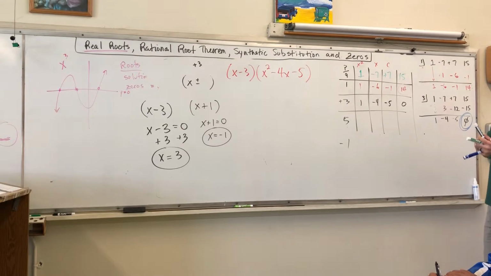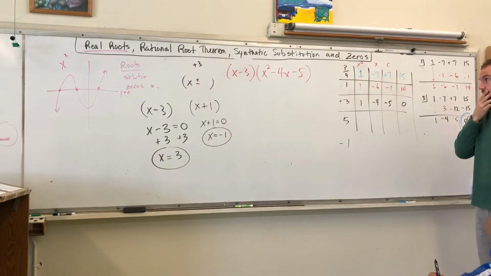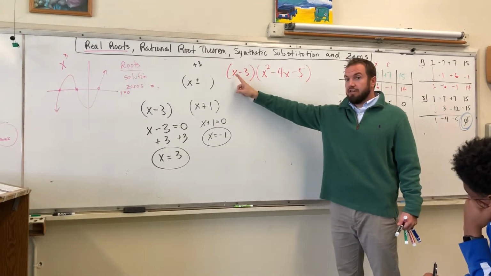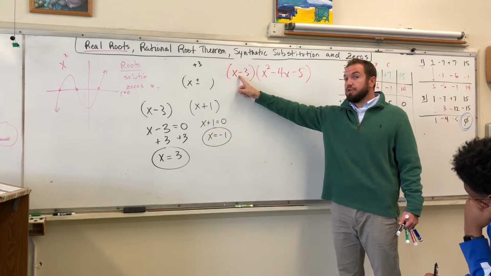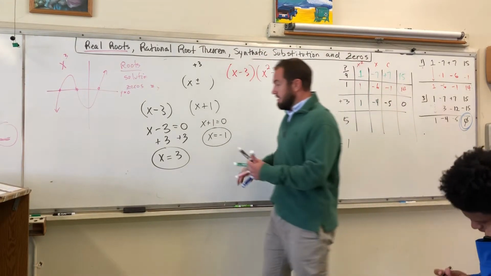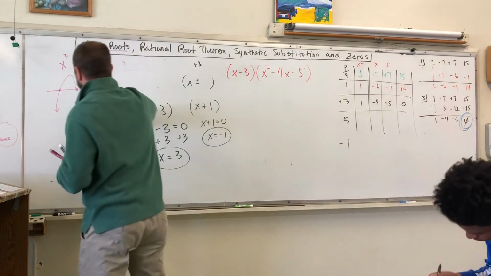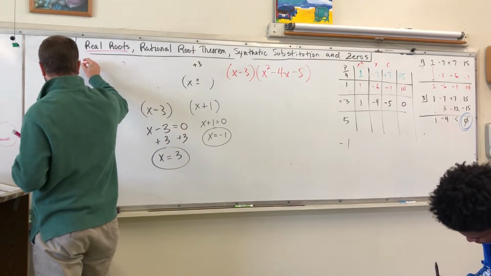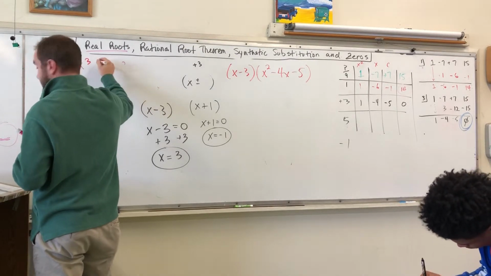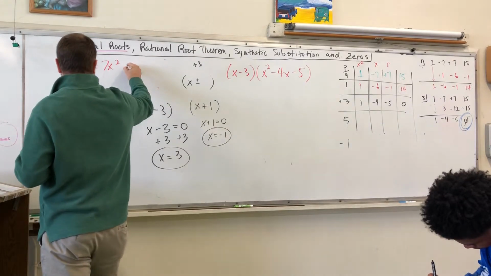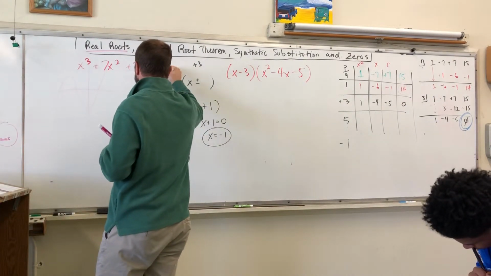Now, yes? Why does it drop the x? Because I factored out an x. Here I factored out an x. I found 3 as a possible root. So basically it's like I divided that original, what was it, x cubed minus 7x squared plus 7x plus 15.